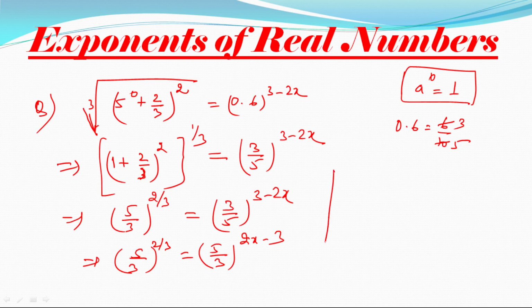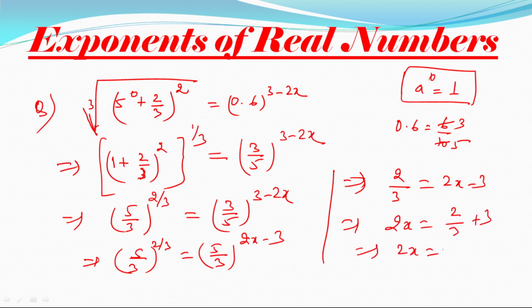Again bases are same. 5 by 3 and 5 by 3 both are the same, left hand side and right hand side bases are same. So their indices also will be equal. So 2 by 3 is equal to 2x minus 3 will give us 2x is equal to 2 by 3 plus 3, which will be giving us 9 plus 2, 11 by 3, and further we will get x equal to 11 by 6. So in this way we can solve the question step by step.